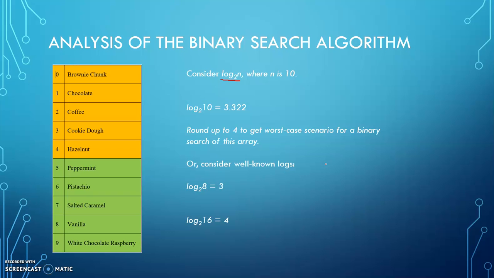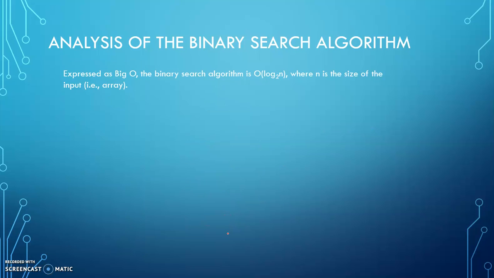Another way to think about this is, these are kind of well-known logs because you have a nice clean result. Log of 8 to the base 2 is 3, we've already mentioned earlier, and log of 16 with a base of 2 is 4. My array size, 10 items, n equals 10, lies between these two numbers, okay? So it's somewhere in the 3 to 4 iterations is what you're going to end up with. And to get the absolute worst case scenario, you would have to round up and go with the 4, the higher number in that case.